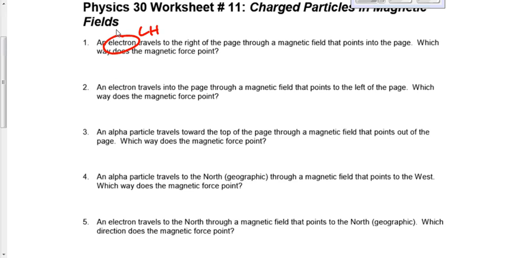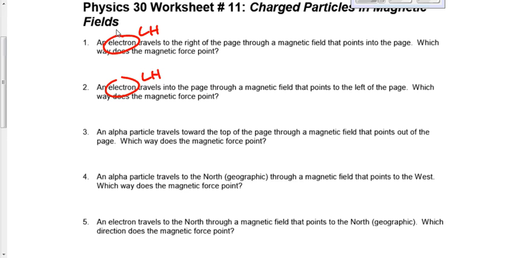Number 2, another electron travels into the page, so thumb into the page, external magnetic field that's pointing to the left of the page. Thumb into the page, fingers to the left of the page, palm points which way? Mason? Not into the page, down the page. Don't say down the page, say to the bottom of the page. If our page is our frame of reference, then express that as our frame of reference in our answer. If we have north, south, east, west in the question, that's the earth. Use the earth as our frame of reference then.